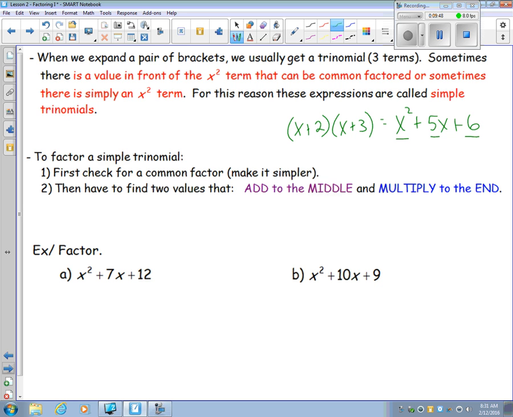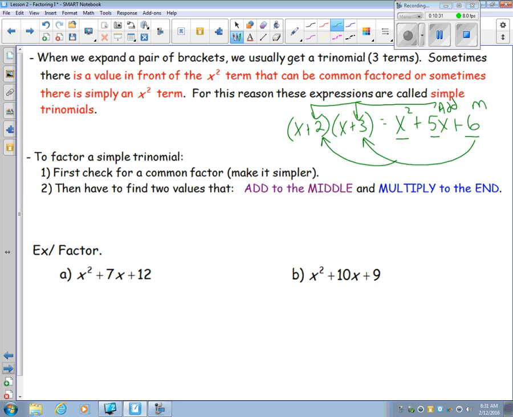1, 2, 3. Okay. These are called simple trinomials because there is no value in front of the x squared. The value there is a 1. And when we have a simple trinomial, we can work backwards. We can factor by recognizing a couple patterns. Okay, pattern number 1 is, if you recall from last year, the 6 is made up of 3 times 2. In other words, two numbers that multiply and make 6. And the 5 is made up of 3 plus 2. Two numbers that add to make 5.